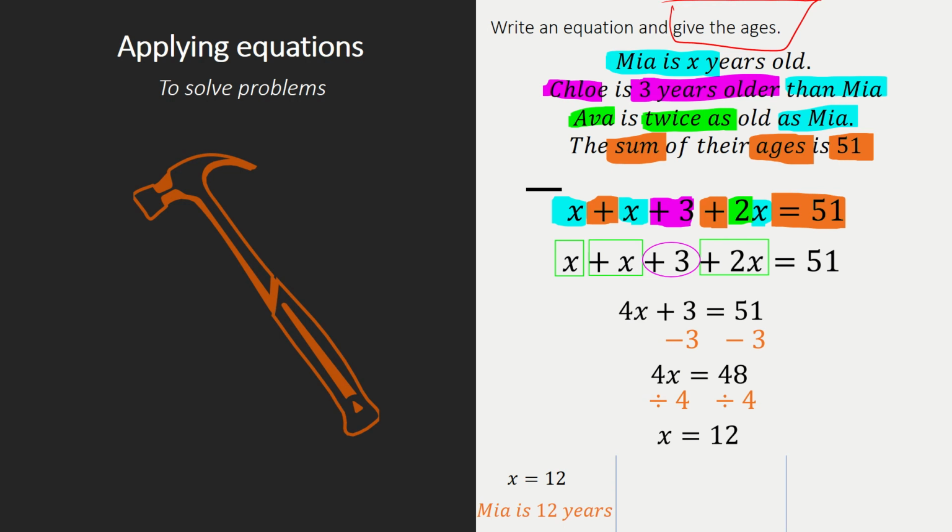Chloe was 3 years older than Mia. So x plus 3. That means that she is 12 plus 3 equals 15 years old. So Chloe is 15 years old. And Ava was twice as old as Mia, so 2x, which is 2 times 12, which is 24. So Ava is 24 years old.